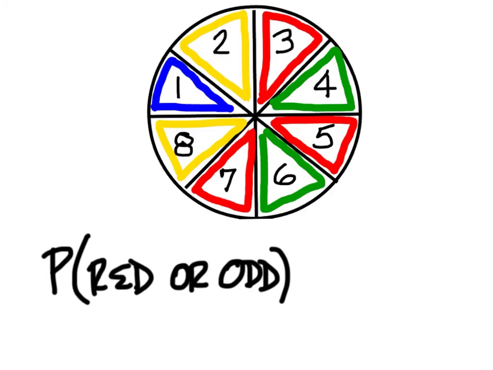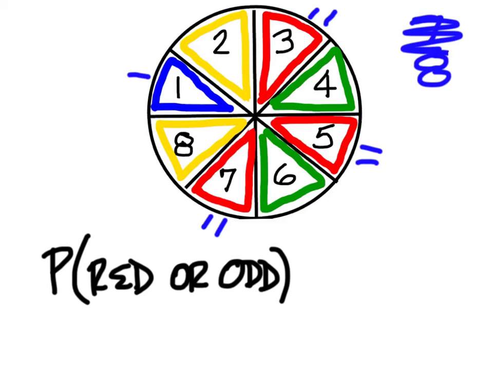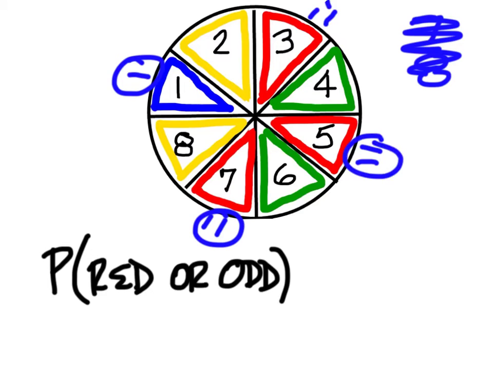Alright, example 3, red or odd. So here are the reds, 1, 2, 3, and then here are the odds. Now notice that some of these have 2 marks on them. You cannot count them twice, because if you do, you end up with 7 marks. You would have 7 over 8. There's only 8 sections on the spinner, and notice we only have marks on 4 of them. So you can't have 7 over 8. That would not be right. Count the ones that have 2 marks just once. So 1, 2, 3, 4. 4 over 8 would be 1/2.